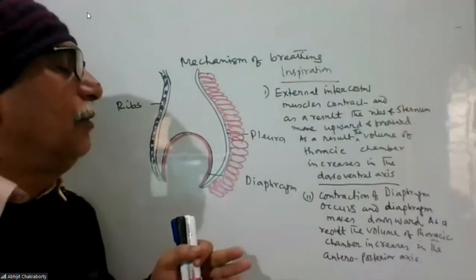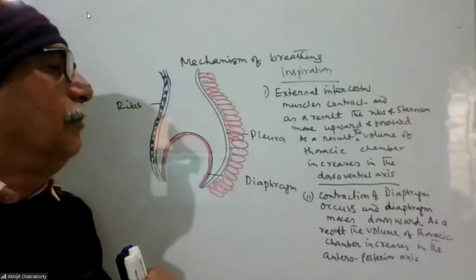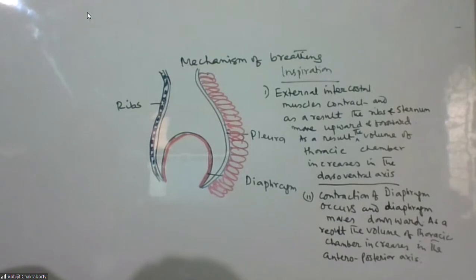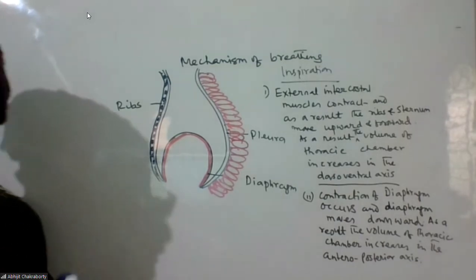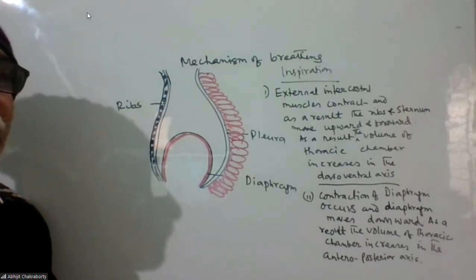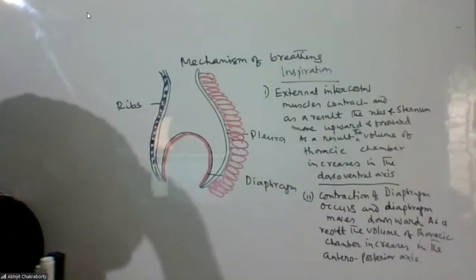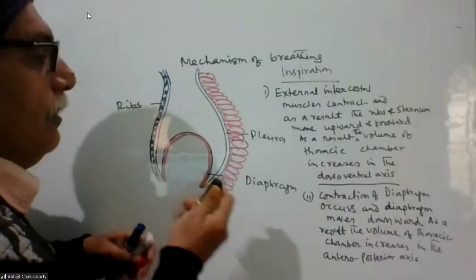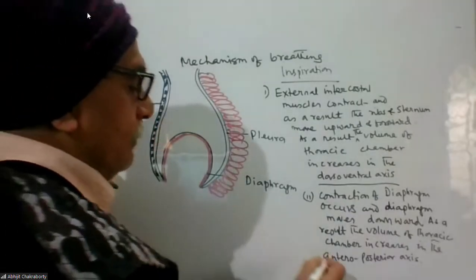So, as you know, both axes increase. What will happen? There is an overall increase in pulmonary volume.